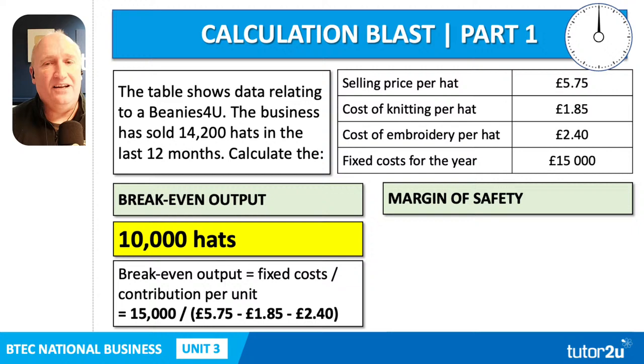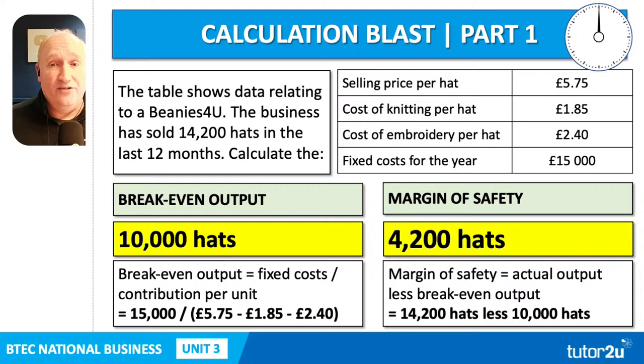There you go. And the margin of safety, again, lots of people correctly identified, including all the students from Yule Castle, that the margin of safety is the difference between actual output, 14,200 hats, and our break-even output, 10,000 hats. So the difference is 4,200.